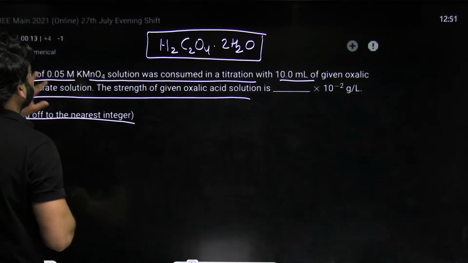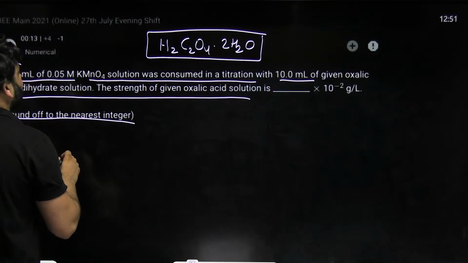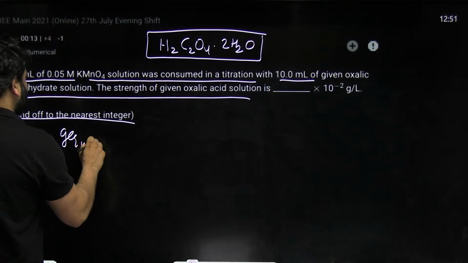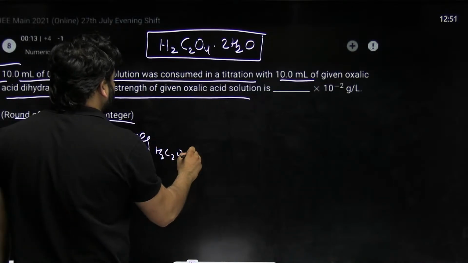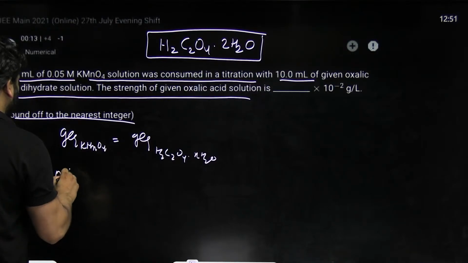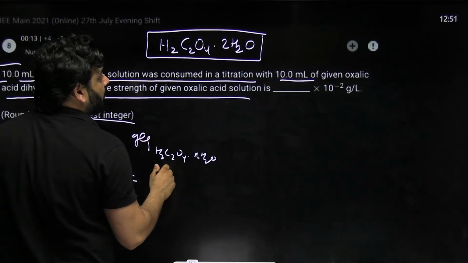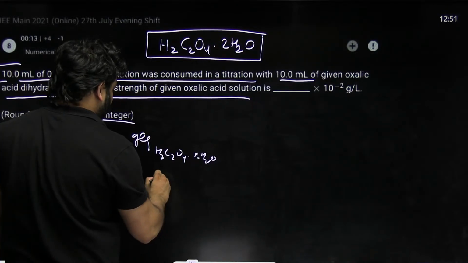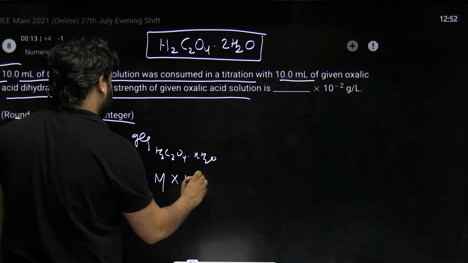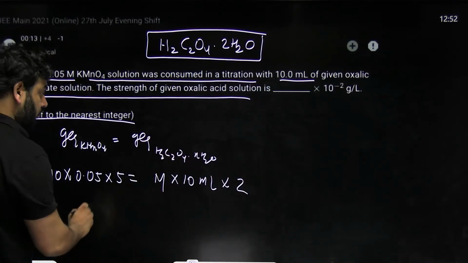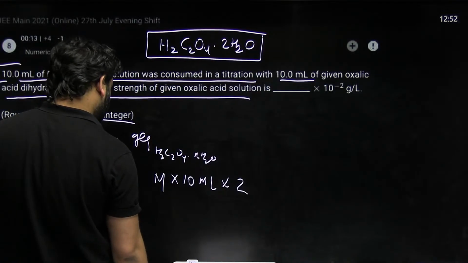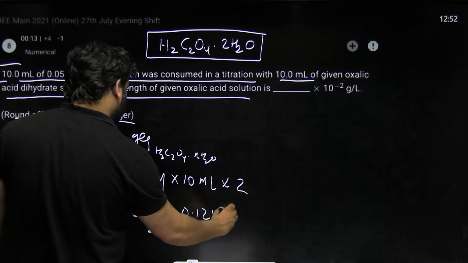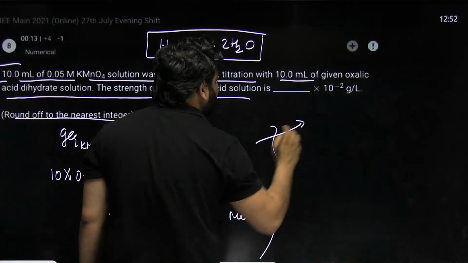Do it in this way: 10 ml of this solution was consumed in titration. So what we are going to do is, first of all, gram equivalent of KMnO4 must be equal to gram equivalent of H2C2O4.xH2O. 10 ml into its molarity into n factor 5 must be equal to, volume is given to us, molarity is unknown, into 10 ml, n factor is 2. So molarity comes up as how much? 10 cancelled out, 0.25 by 2, 0.125 mole per liter. Now you got the moles in 1 liter and you have to find out how much mass is there.